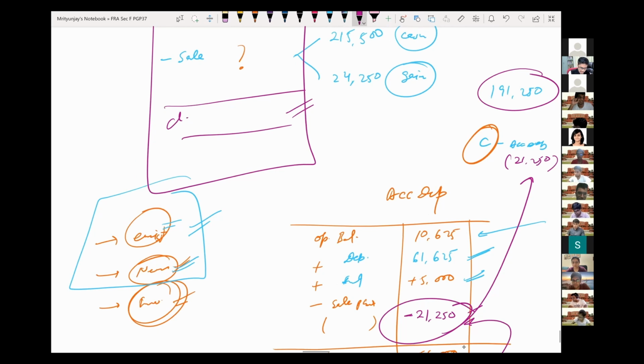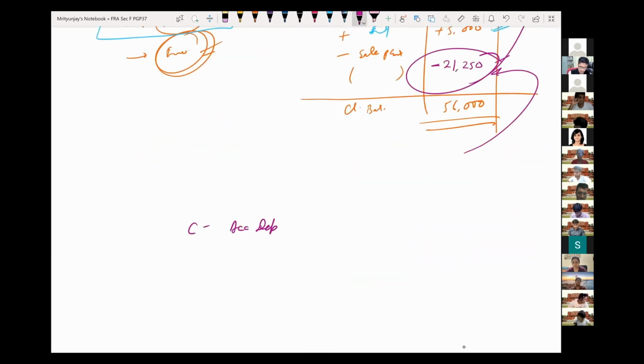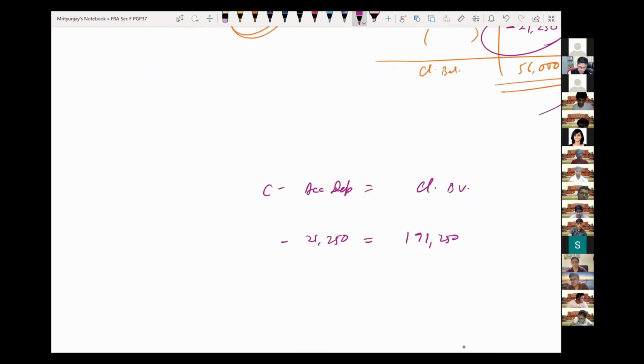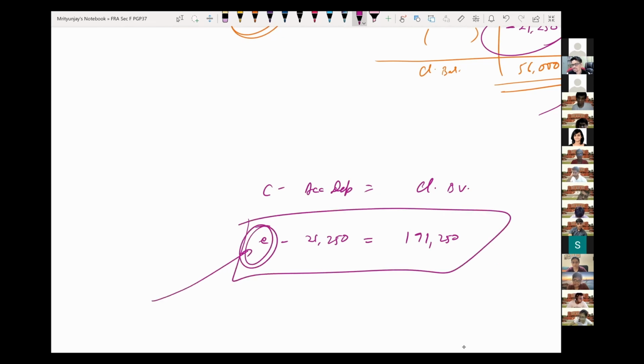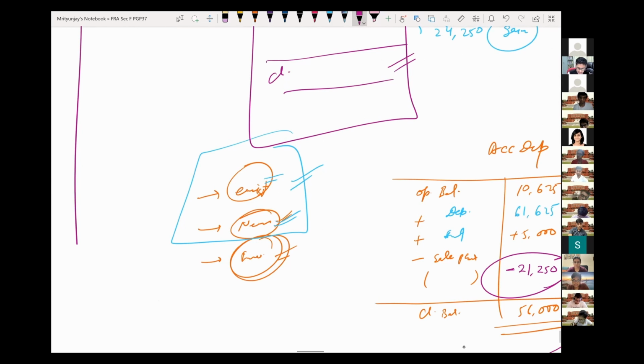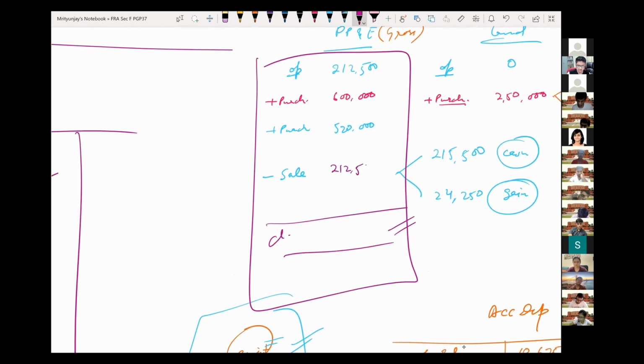So cost minus accumulated depreciation is equal to closing book value. What we have found out is that accumulated depreciation is 21,250, closing book value is 191,250. Now the most difficult question of the century: could we now find out this cost, which is how much? So 212,500. So it turns out that everything that was old machinery has been sold out. The old machinery has been completely discarded.